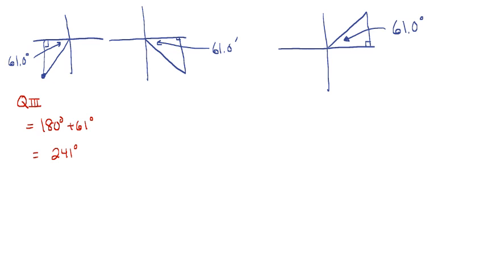All right, let's go to the other reference angle over here. This is in quadrant 4. And so in this case, it is just shy of 360 degrees. It's 360 degrees, subtract 61 this time. And if we do that, you get 299.